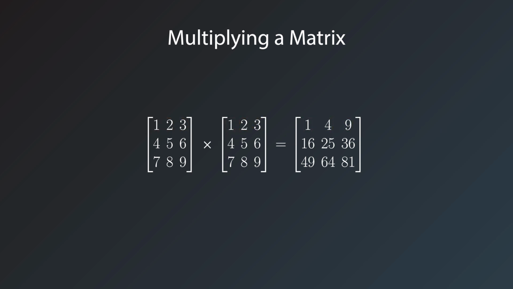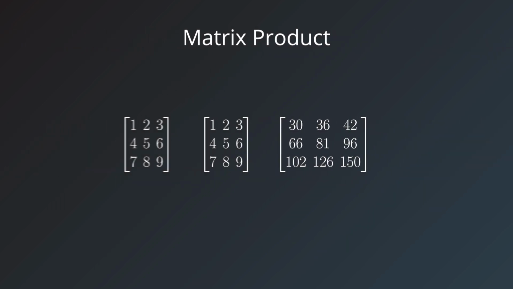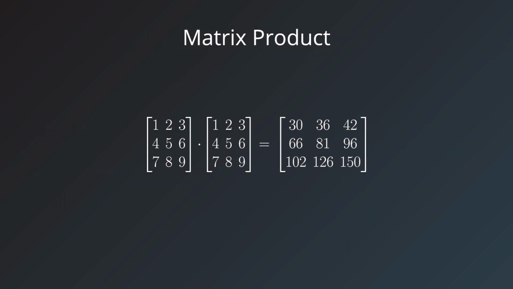This element-wise multiplication is a valid operation, but most of the time when people mention matrix multiplication, this isn't what they mean. Instead, they're usually talking about a special operation called the matrix product, which ends up looking like this. Now when you look at the answer, it's probably not so clear where these numbers are coming from.